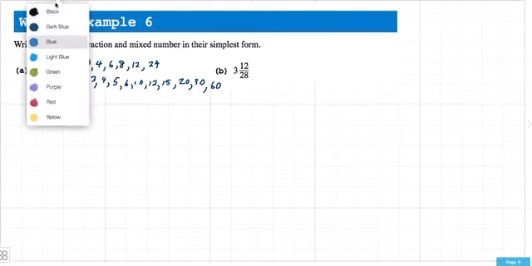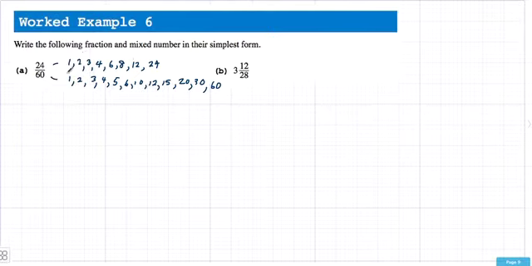Now what we're looking for is the highest common factor. So we look along our list and you can see here we've got 12 and 24. There's no 24 here, but there is a 12. So for this particular example, we know that the highest common factor of 24 and 60 is 12.